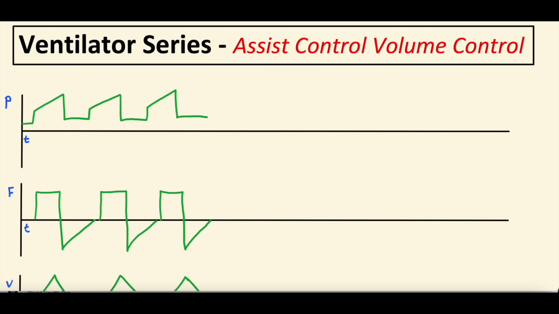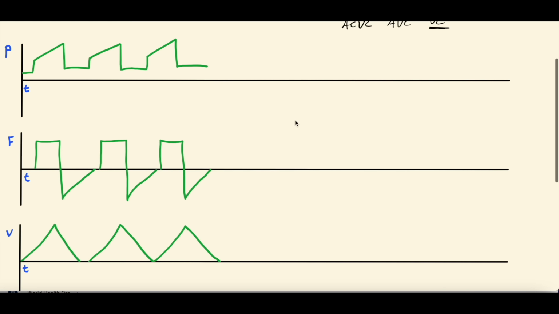So assist control volume control, or ACVC, or assist volume control, AVC, or simply volume control. This is what it's often referred to in the clinical arena, and that's what we're going to use for the rest of the video, is just call it volume control, although we're talking about assist control volume control. And we're going to use scalars to understand this. But before we dive into that, we wanted to just talk about volume control, what that meant.